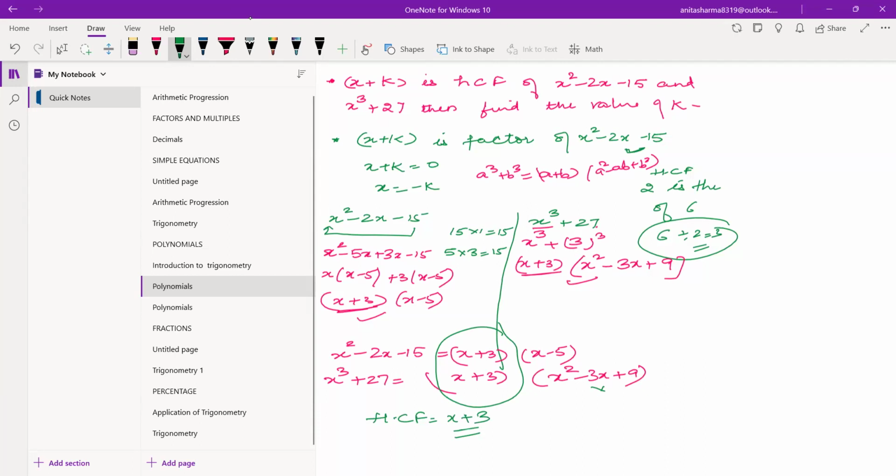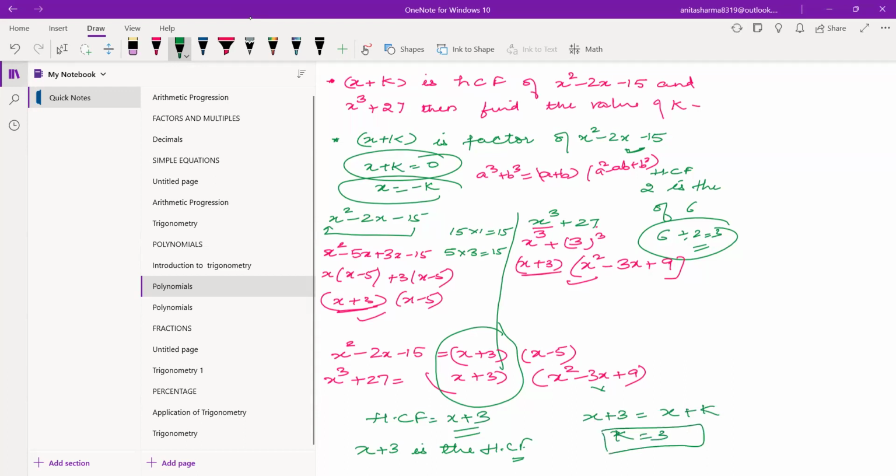Am I correct? Now you have been given the HCF as x plus 3. X plus 3 is the HCF as it is given. Now compare both the HCFs. So x plus 3 will be equal to x plus k. Then the value of k will be 3. Got it? Yes, ma'am.